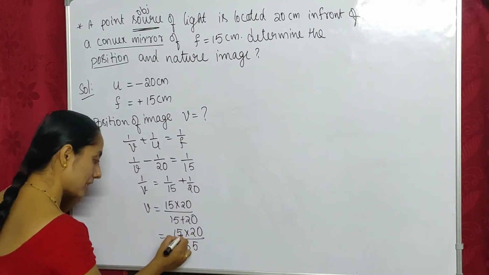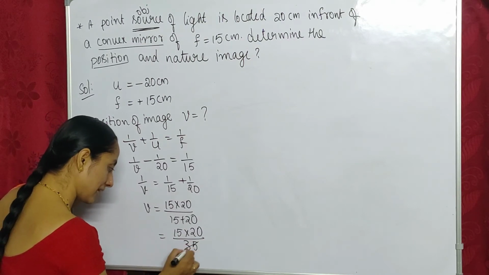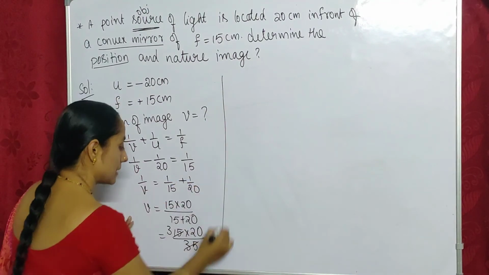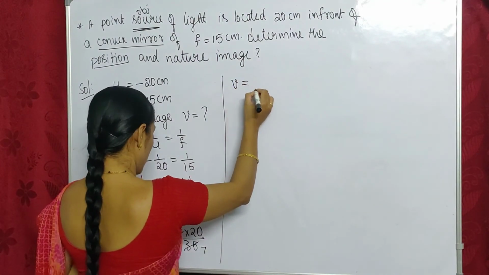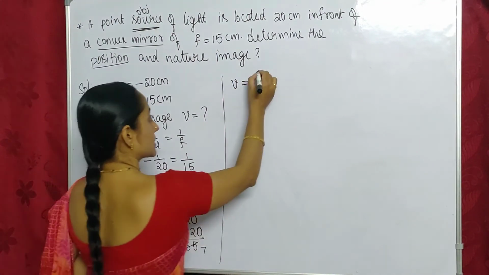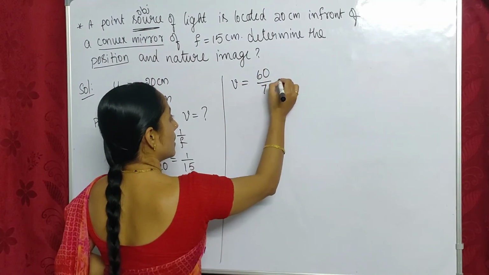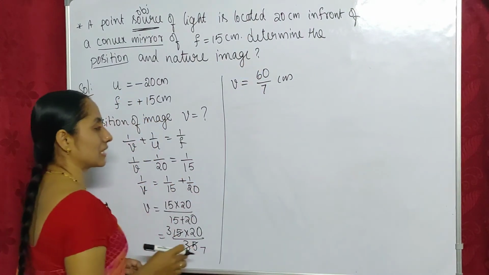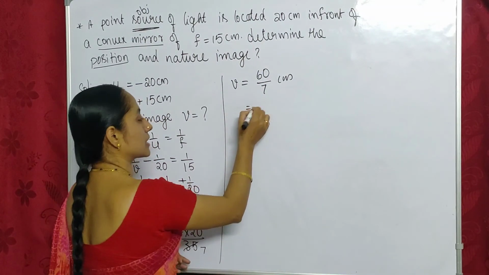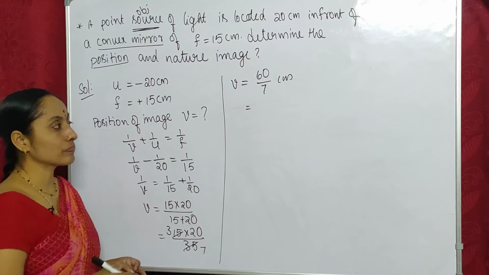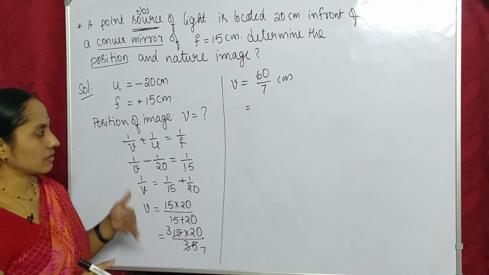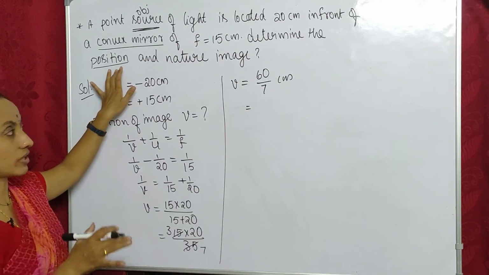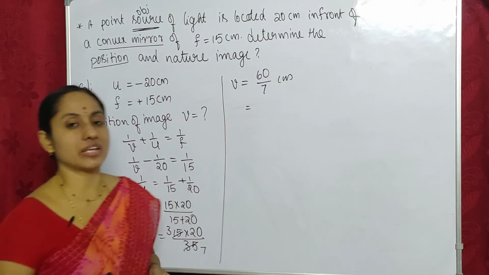3 times 5, 7 times 5, 3 times. So what we get is v is equal to 3 2s are 60 by 7 centimeters. Because this is in centimeters, this also we get as centimeters. If you want, you can convert this into decimal form also. So let me leave it like this, or convert into decimal form, there is no problem. Position is over.